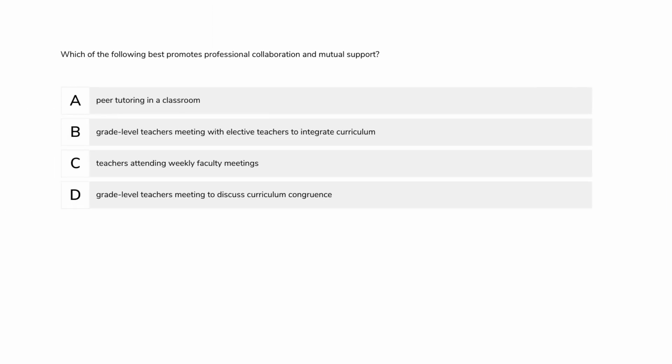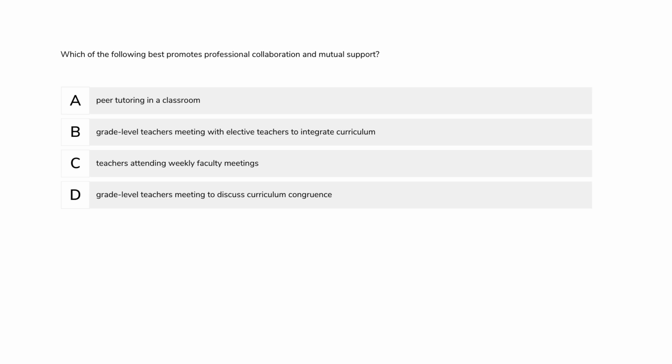Last category, PD, leadership, and community. Let's see a question on collaborating with your teacher peers. Which of the following best promotes professional collaboration and mutual support? A lot of these look good, but we can knock out A right away. We love to see some peer tutoring, but that's kiddo collaboration. We need a choice about adults.